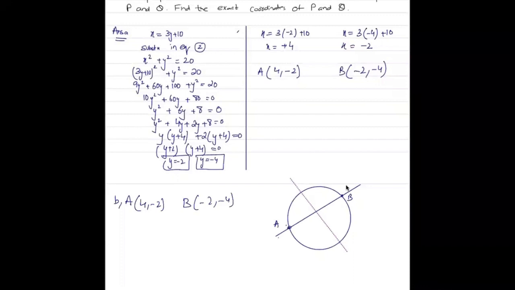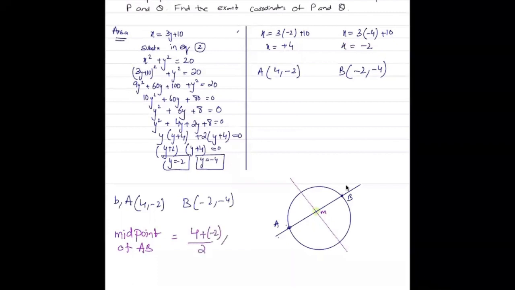Now the perpendicular bisector of AB must pass through the midpoint of A and B. So the first thing that you need to calculate is the midpoint of AB. Midpoint of AB is going to be (x1 plus x2) upon 2, (y1 plus y2) upon 2.